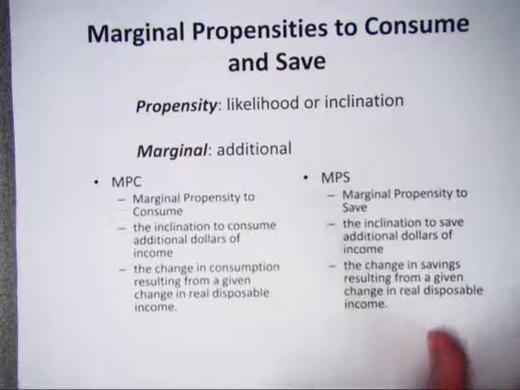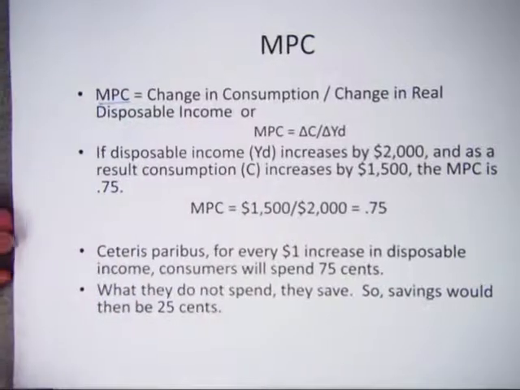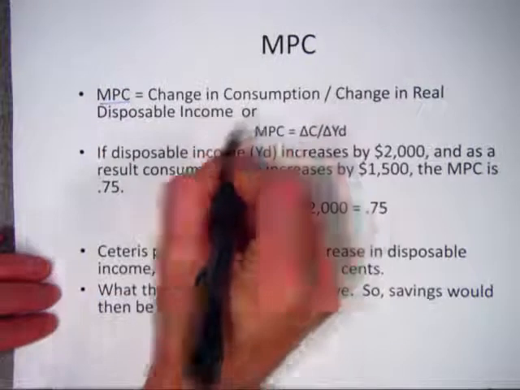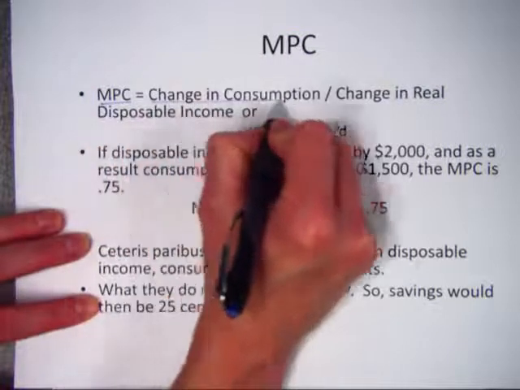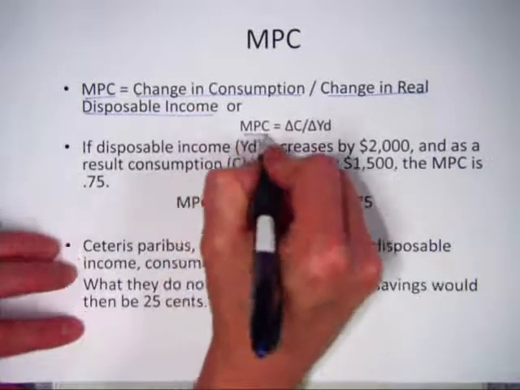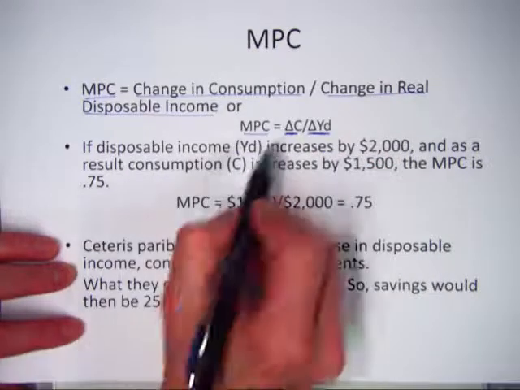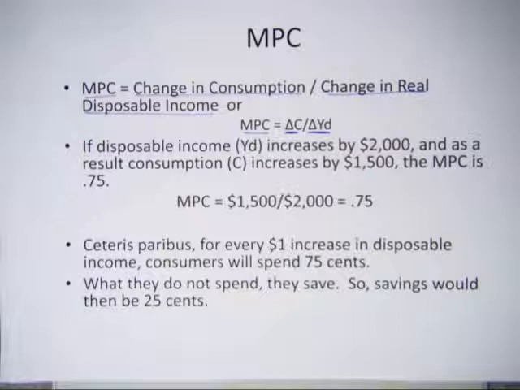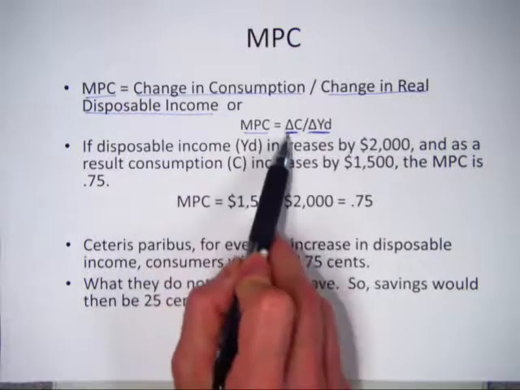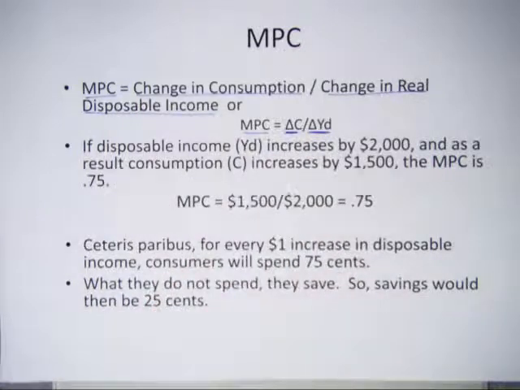Let's look at that MPC just a little bit more closely. The MPC, again, marginal propensity to consume. Very important: it is not total consumption divided by total disposable income. It is the change in consumption divided by the change in real disposable income. To abbreviate that a little bit, we have our MPC is equal to the change in consumption divided by the change in YD, or the change in disposable income. Note that this triangle here is delta, and all that means is change in. So the change in consumption divided by the change in disposable income will give us our marginal propensity to consume. And that, again, is what percentage of each additional dollar of disposable income is society going to consume versus save.